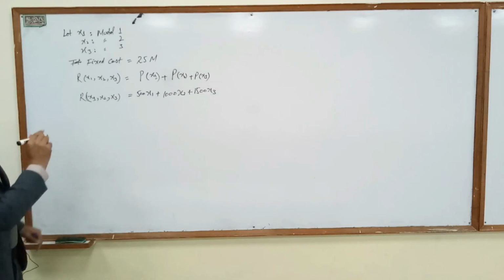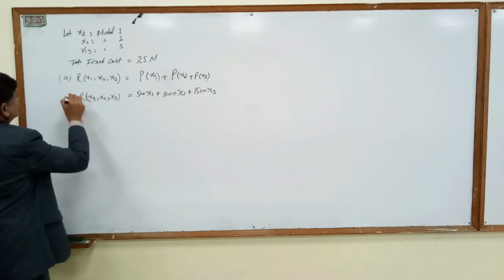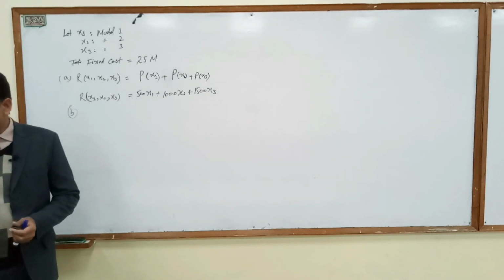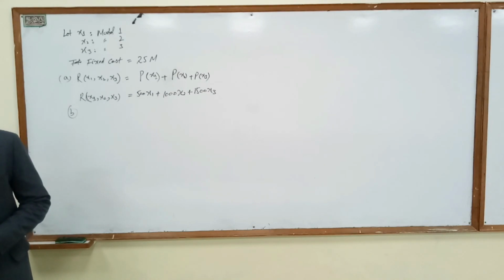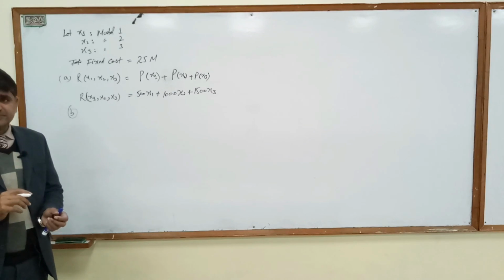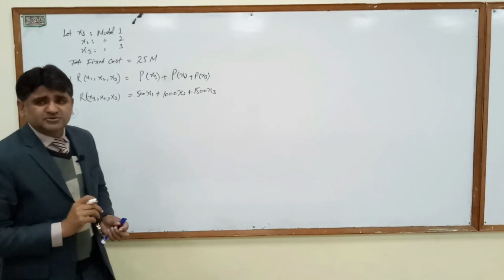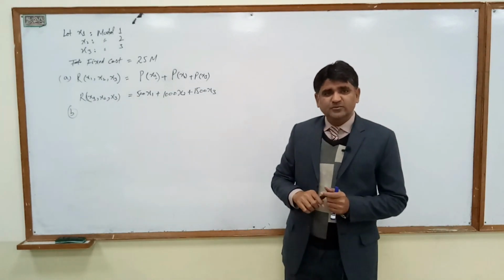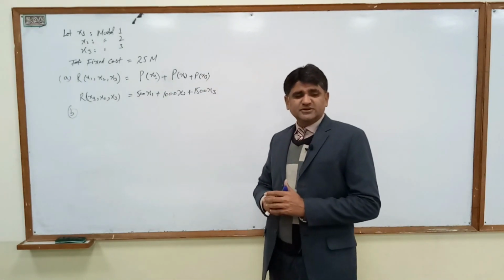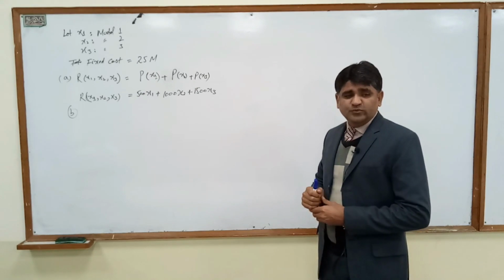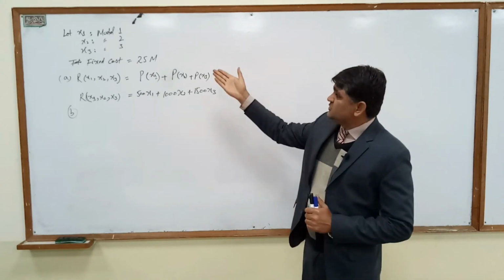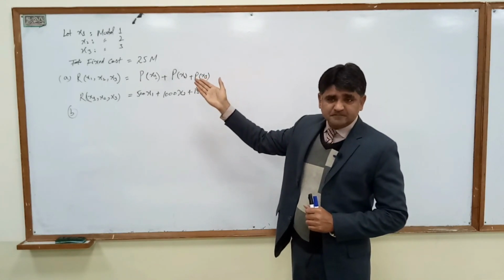That is the required form, which is part A. What is part B? Determine an annual total cost function for manufacturing the 3 models. What is total cost? Total cost is a combination of fixed cost and variable cost. Fixed cost we know that is 25 million.